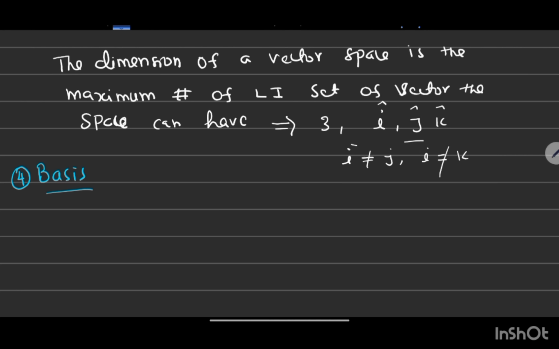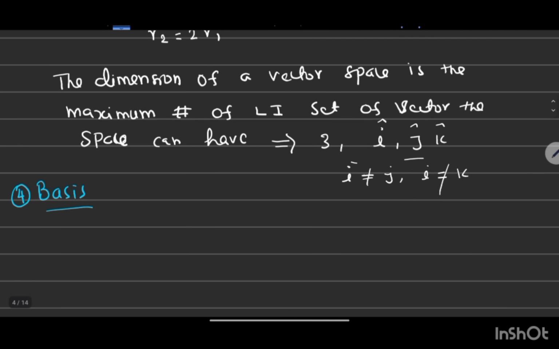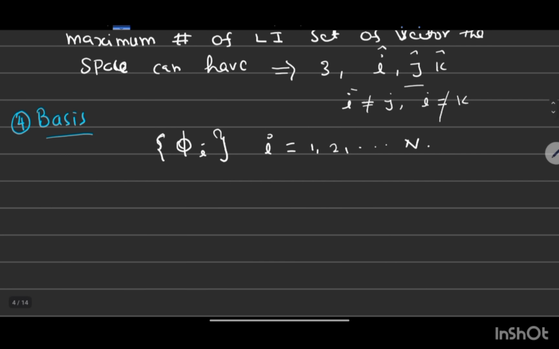Basis vectors are linearly independent vectors. A group of linearly independent vectors is called a basis, which we represent by this symbol. The number of such elements will be equal to the dimension of the system. Suppose the space has dimension n, then this index i will run from 1 to n. So this is called a basis. The basis for Euclidean space is i, j, k, and the number of basis vectors is equal to the dimension. That's all. Next we will discuss some examples of linear vector space.